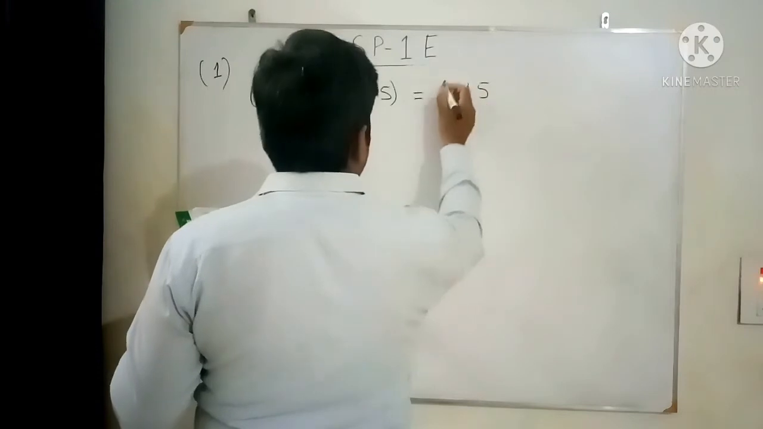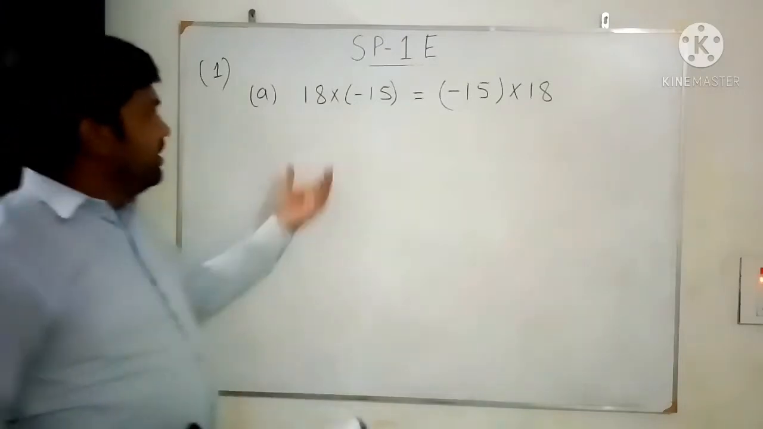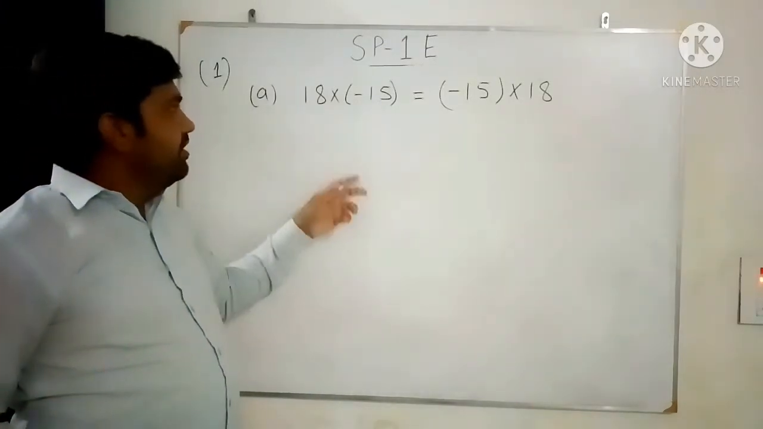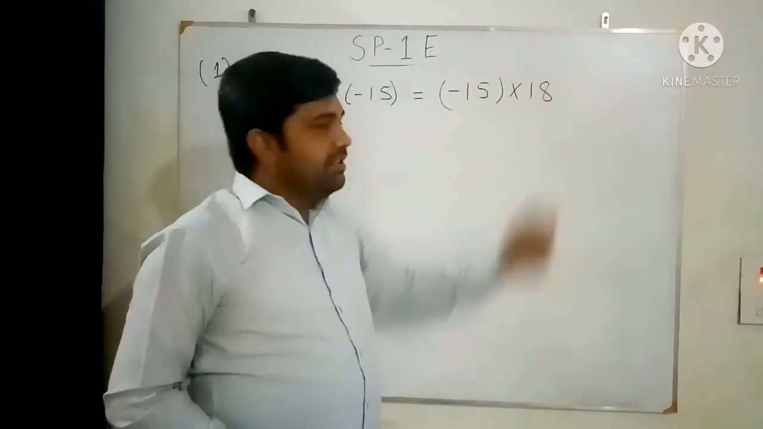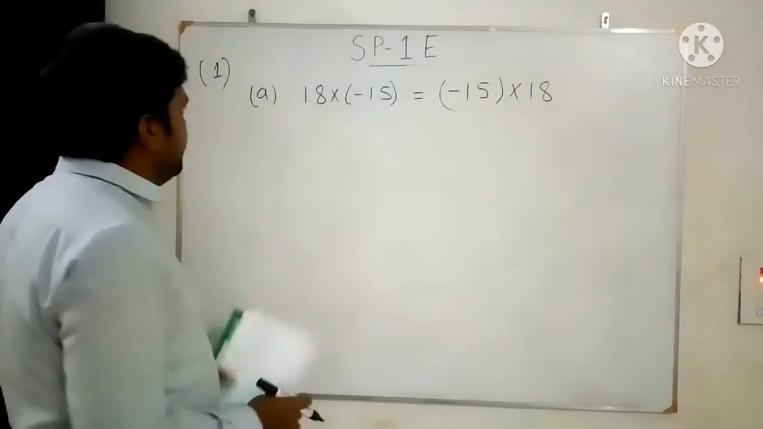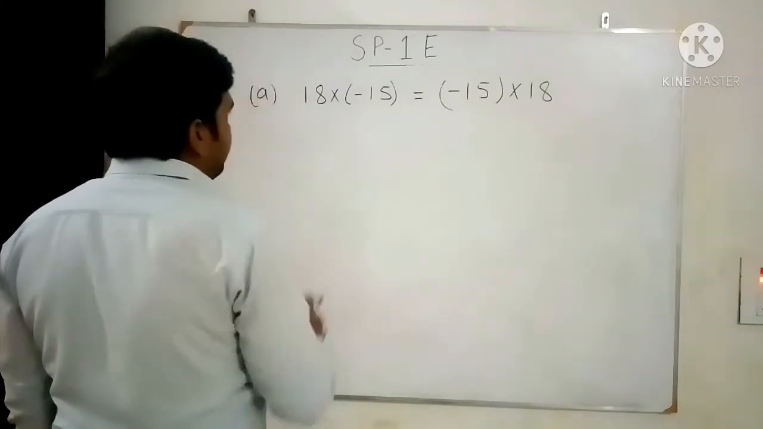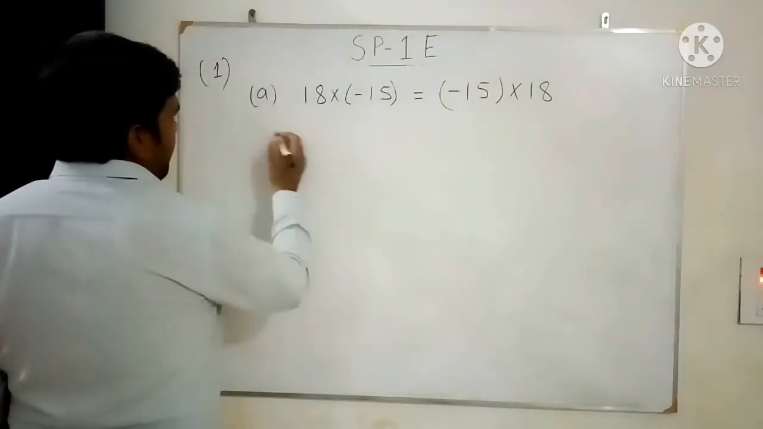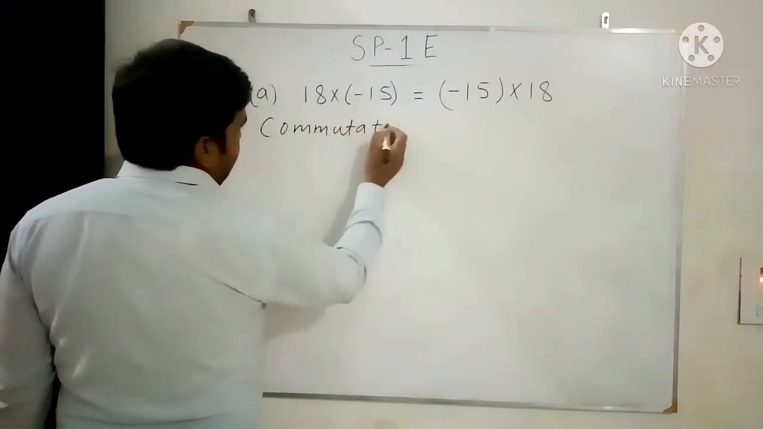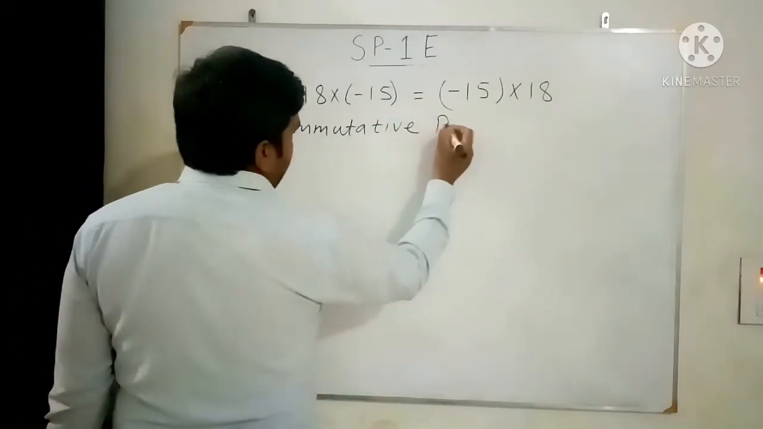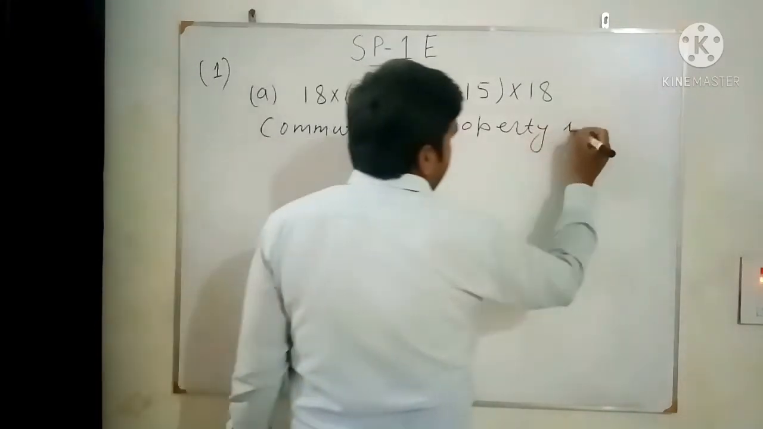minus 15 multiply 18. See here the order of the multiplicands, the position of the multiplicands, is changed. Here 18 and minus 15 are multiplied, here minus 15 and 18 are multiplied. So which property? Commutative property. The property used here is commutative property.